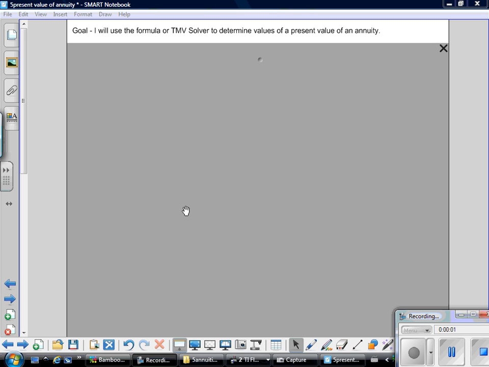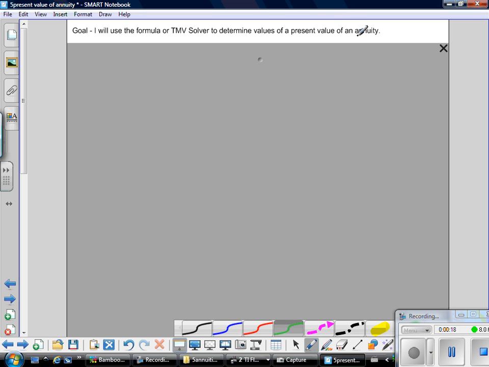Okay, this lesson will be of much interest to you because it says I will use the formula or a TVM solver to determine the values of a present value of an annuity. So a couple different things going on there. We're talking about an annuity, so that's money that happens more than once. But this time we're talking about a present value.